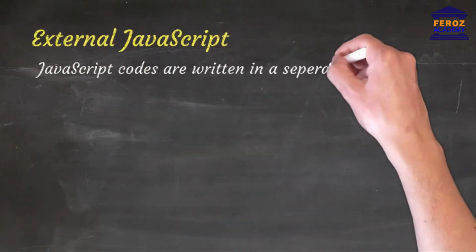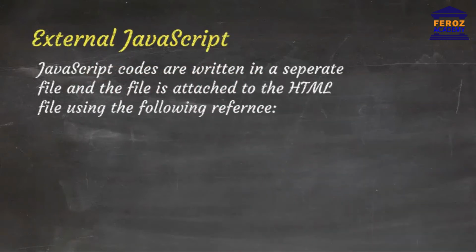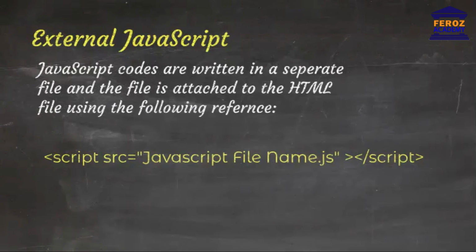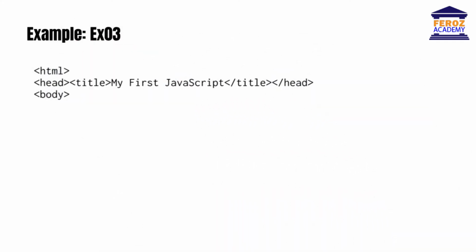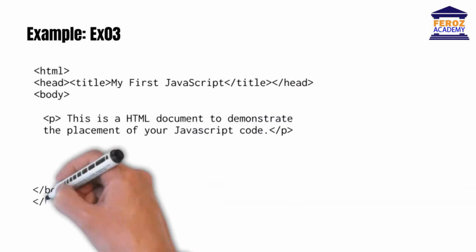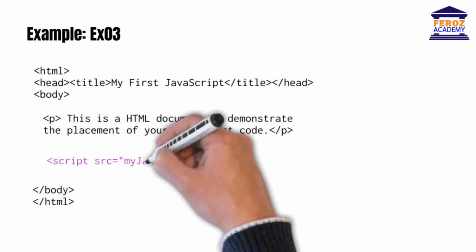In external JavaScript, your JavaScript codes are organized in a separate file with .js extension instead of writing your JavaScript code in the HTML file. To apply your external JavaScript code into an HTML file, you have to use the src or source attribute with script tag. Let's say you have a JavaScript file called myjavascript.js. To include this file in an HTML file, you will use script tag like shown in this example.